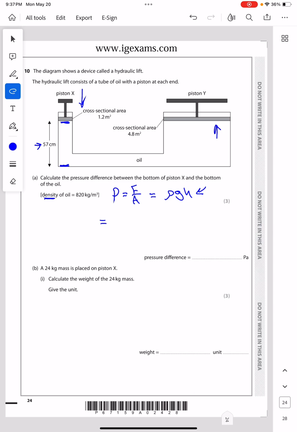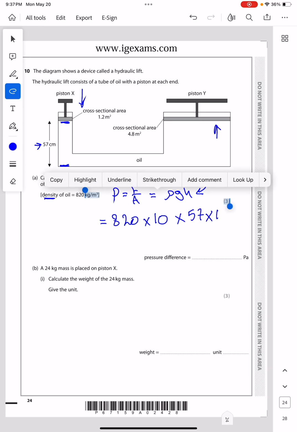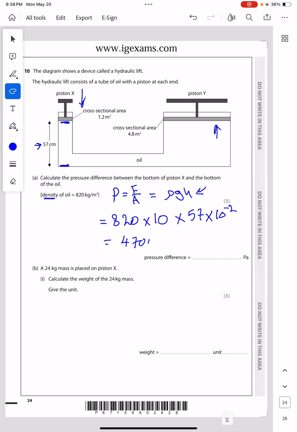So rho is 820, times g, which is 10, times h, which is 57. And don't forget to convert it into what? Into meters. So 10 to the power of -2. And then I don't know the answer. Let me try to calculate it. And it's going to be 4,700 Pascal. That's the pressure in the first one.